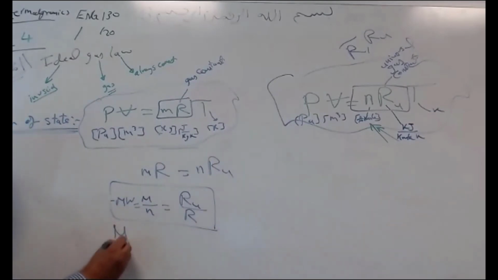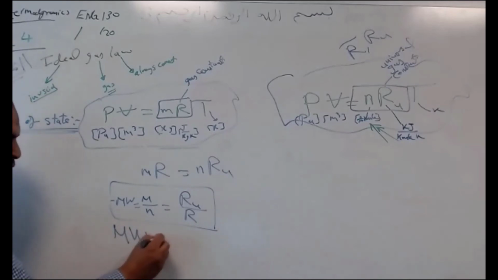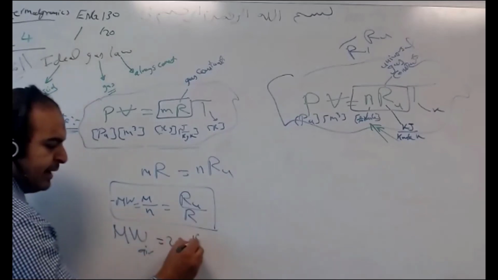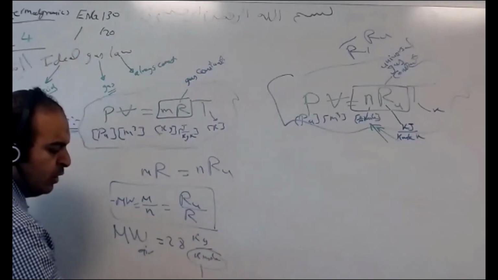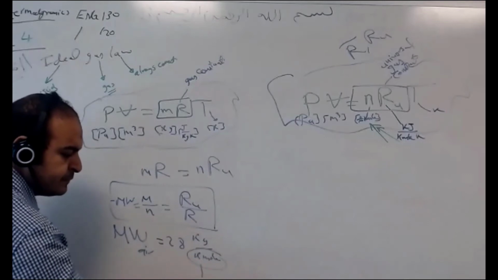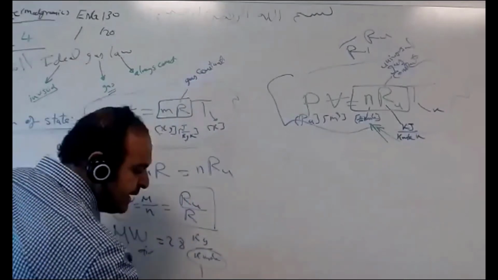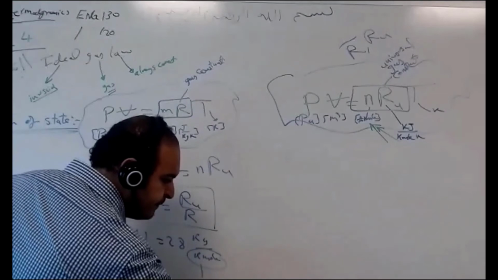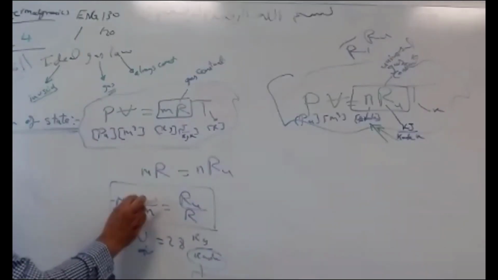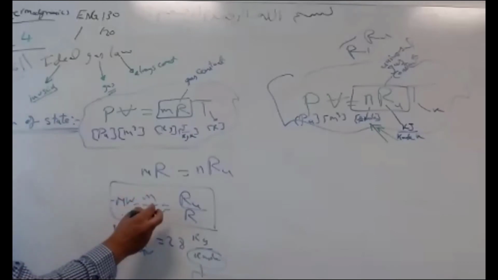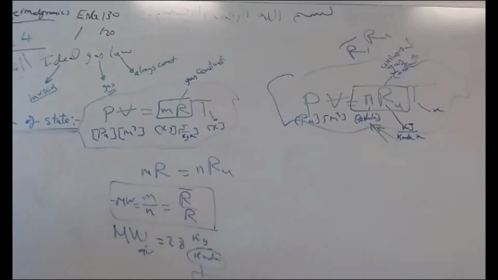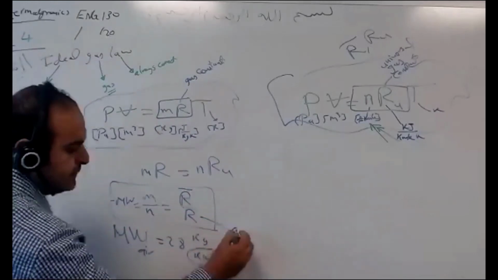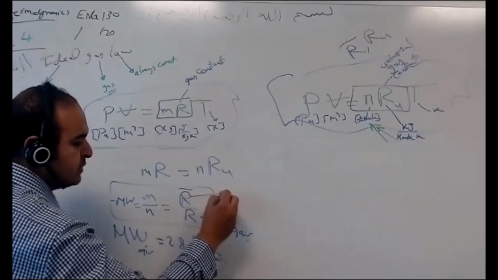For example, the molecular weight of air, I think, is 28 kilograms per kilomole. If I give you 1 kilomole of air, it must be 28 kilograms of air. This is called molecular weight. It's mass, m small, over number of moles. Sometimes N capital, N small. R universal, sometimes used like this in the book, over R, which is the gas constant. This is the universal gas constant.